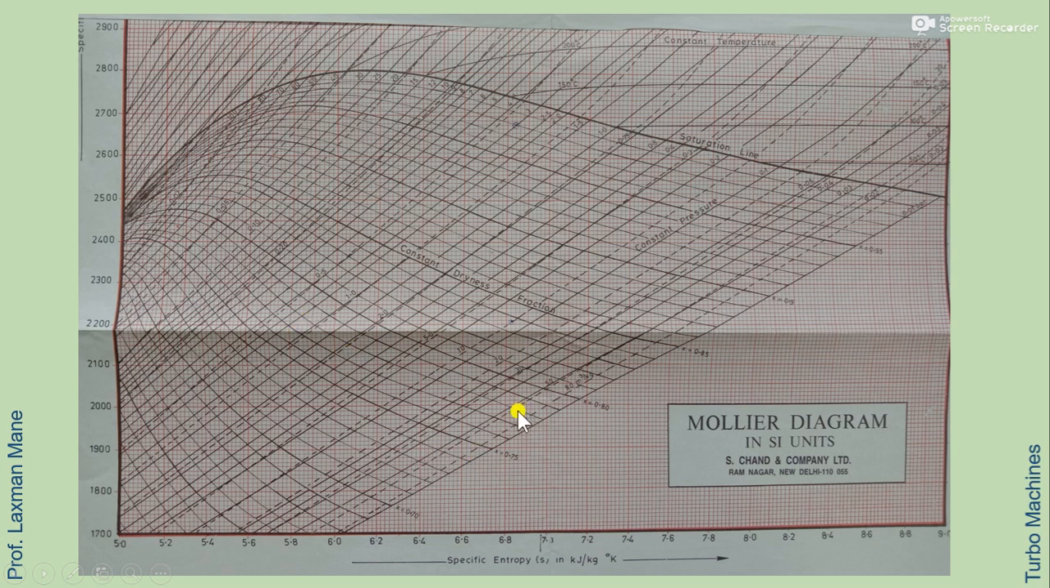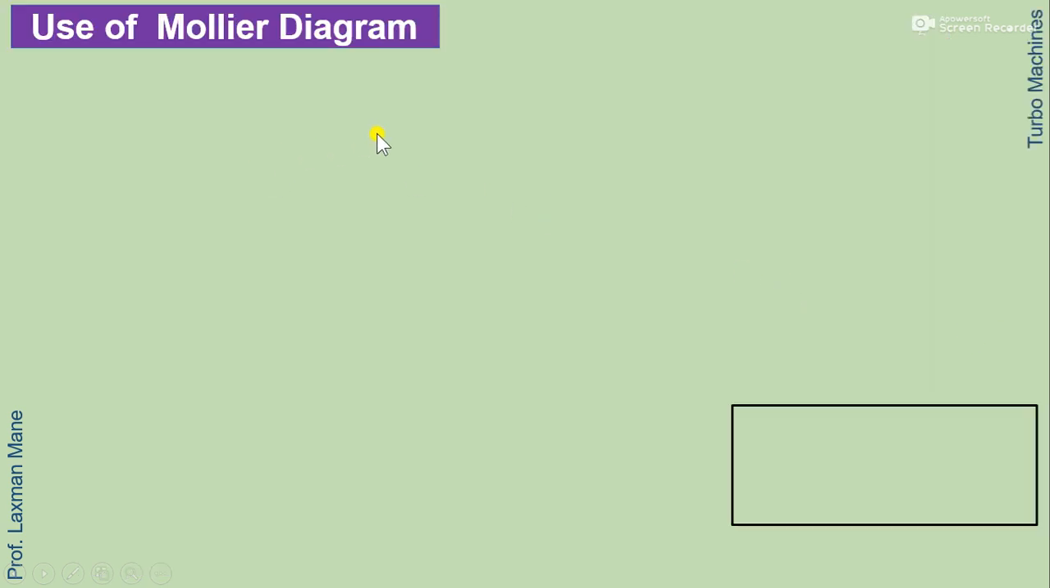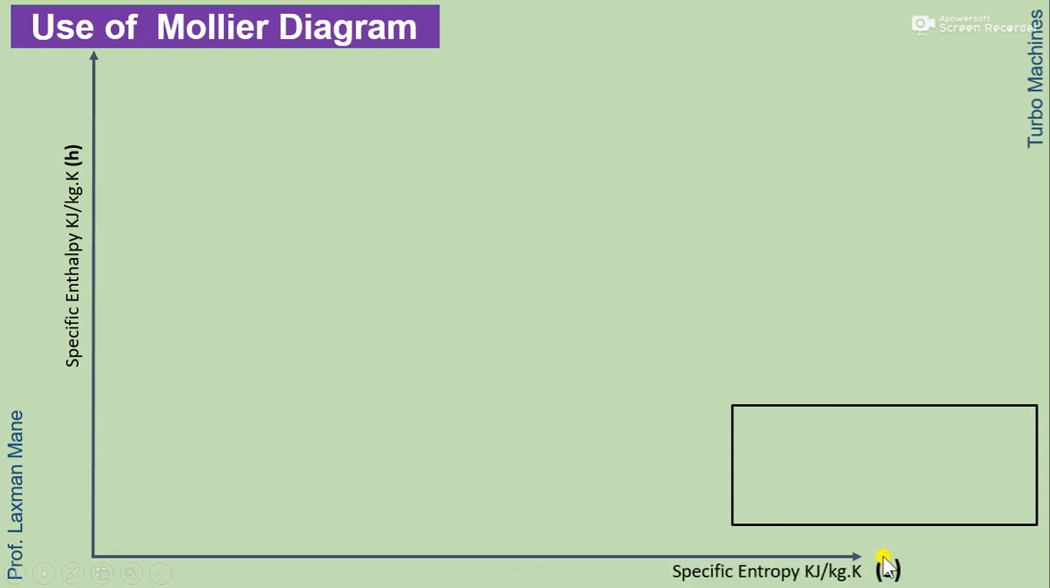Mollier diagram is a representation of various steam properties. Here the x-axis is specific entropy and y-axis is enthalpy. Inside these are the various lines. So for better understanding we will have the next slide. Use of Mollier diagram: first we have this vertical axis, on that specific enthalpy H, and horizontal axis that is specific entropy S, kilojoule per kg Kelvin.